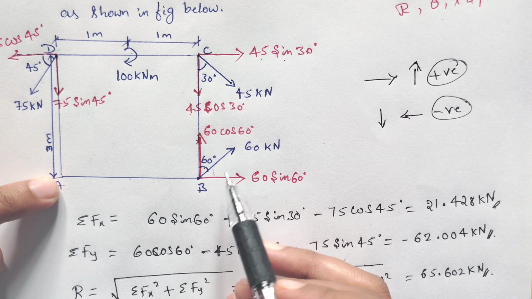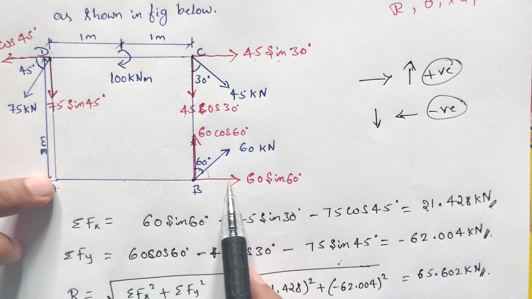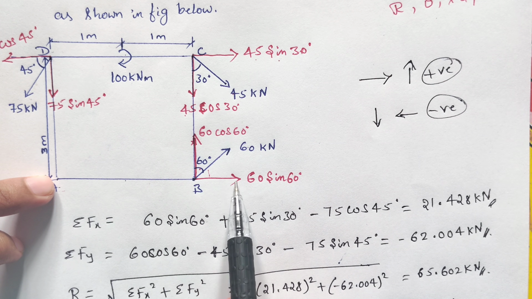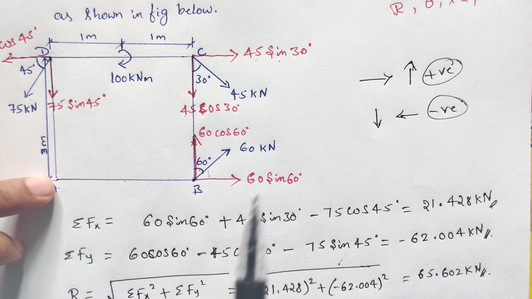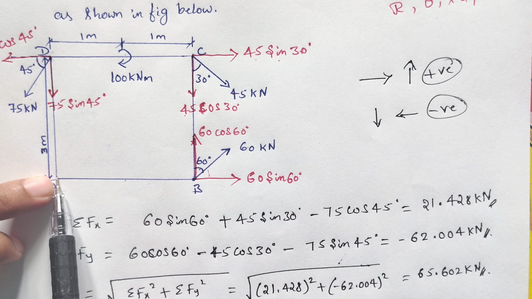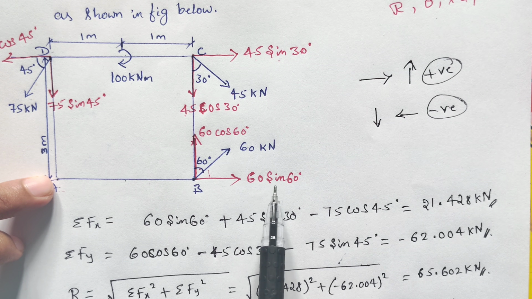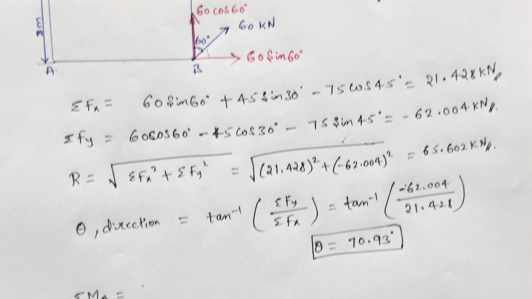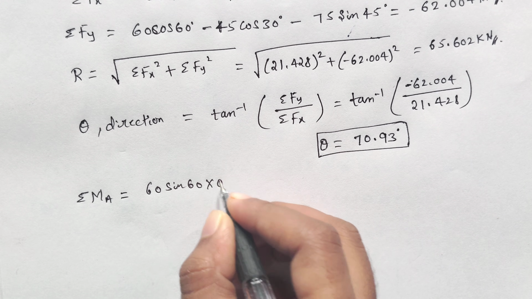Let's start from this force. To the point A, does this force have any perpendicular distance? This is the force line. If the force is like this, the perpendicular distance should be like this. Can you see any perpendicular distance for this? This is exactly at the point, so we can't see any perpendicular distance. It will be 60 sine 60 into 0. If you want, I can write it: 60 sine 60 into 0.